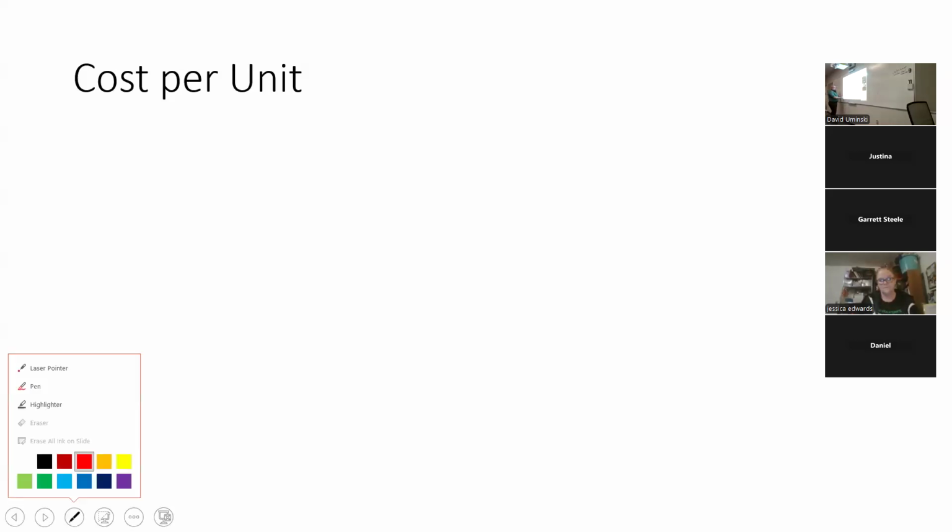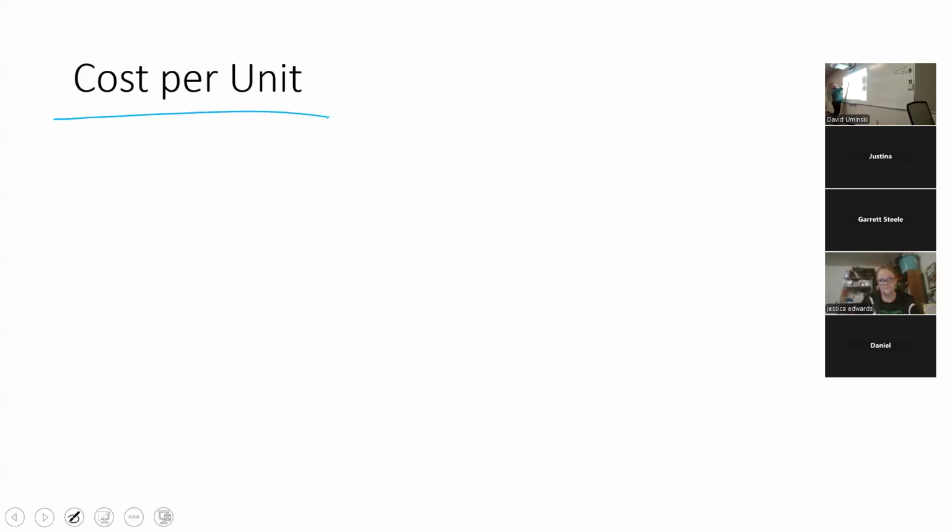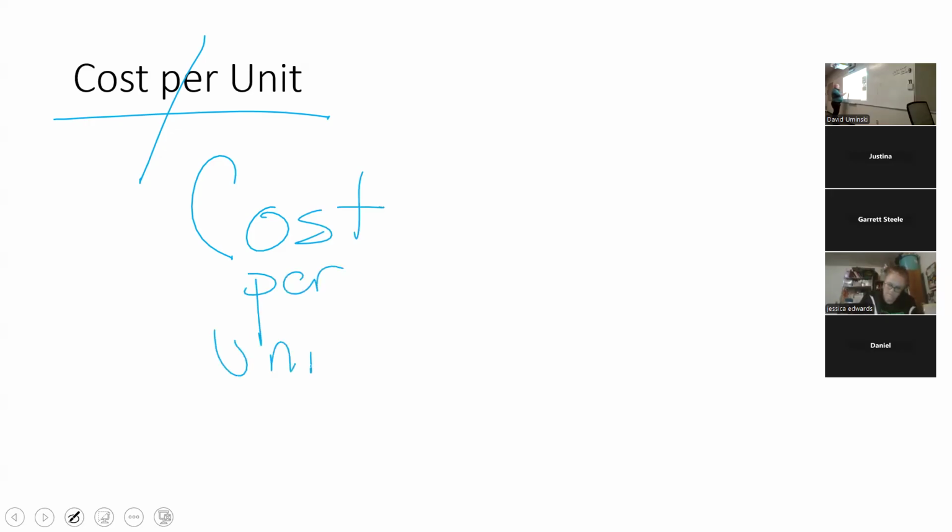Okay. So when we're looking at this phrase right here, cost per unit, this word per means a division line. So if we were to write it horizontally, cost per unit, and then the word per gets crossed out. Okay. Cost per unit.